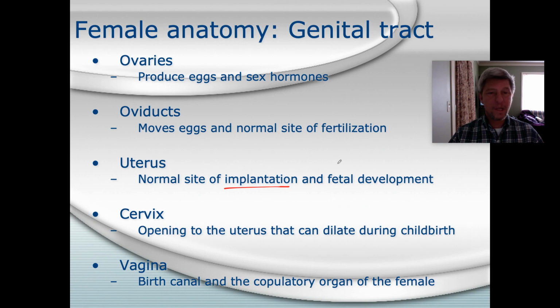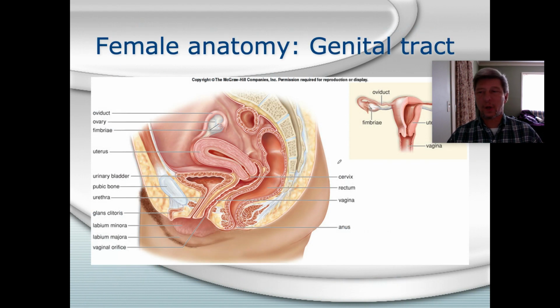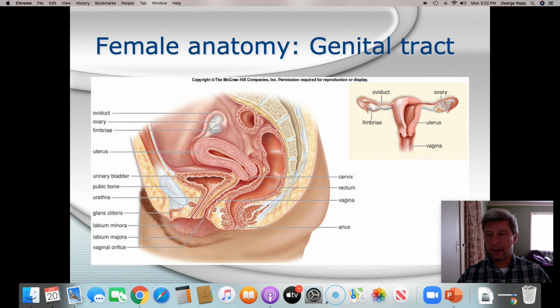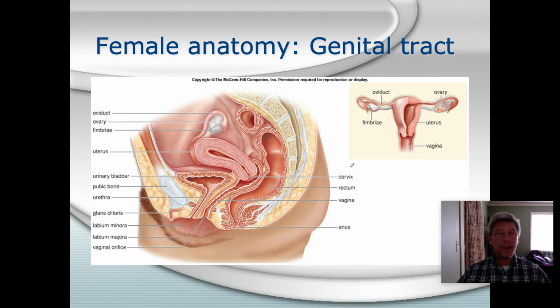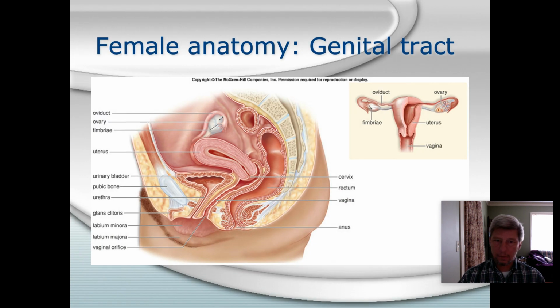Okay, so what does this all look like? Well, let me get my ugly mug out of the way here. And so here you can see both a side view, a lateral view, and a frontal view. So this is the ovary here. And then the oviduct is this long tube that leads this way.